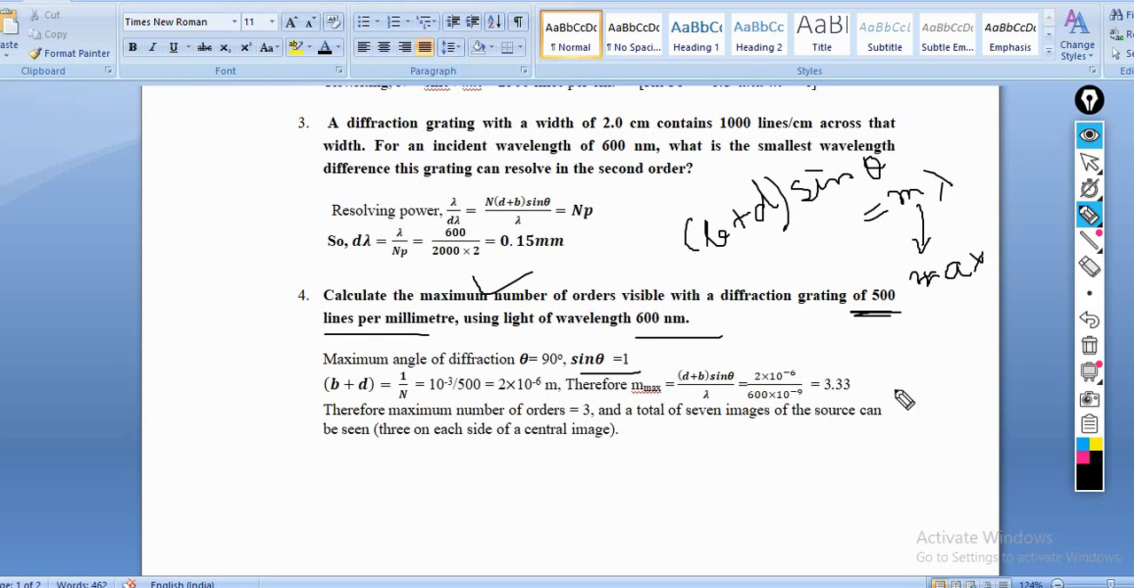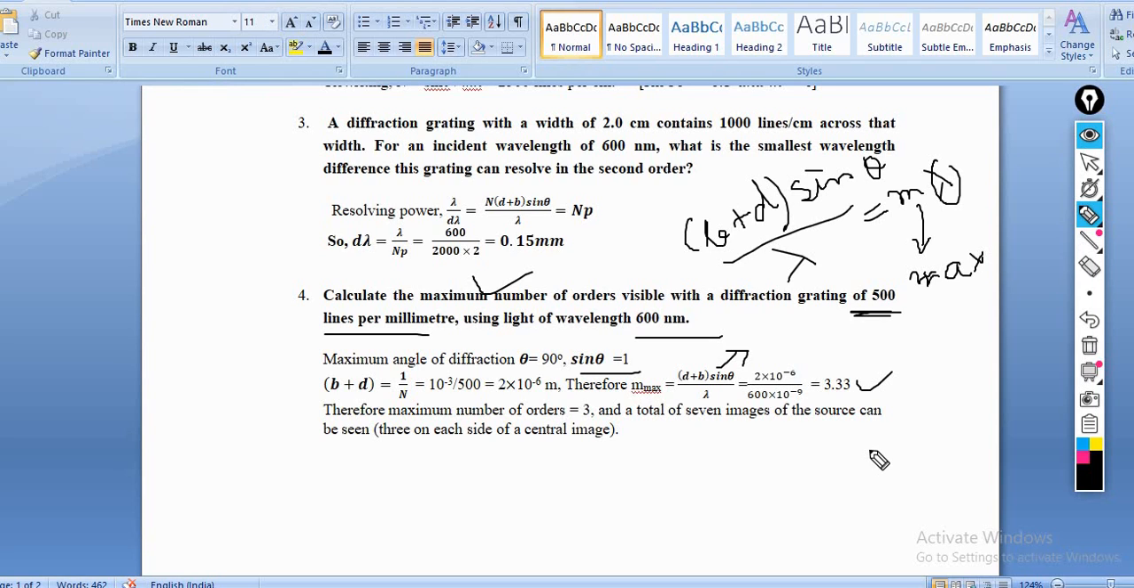Now put these values in this equation. Rewriting this equation, we consider sine theta as 1 in this expression, and we have taken lambda to the other side, so this is divided by lambda. So we keep the maximum order, with the sine value maximum at 1. You need to find (b plus d) divided by lambda. Rearranging, one can calculate that the order of maxima becomes 3.33.